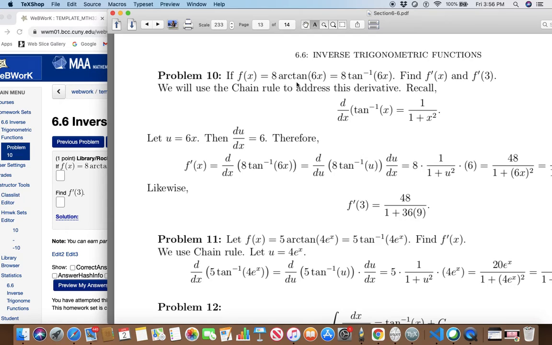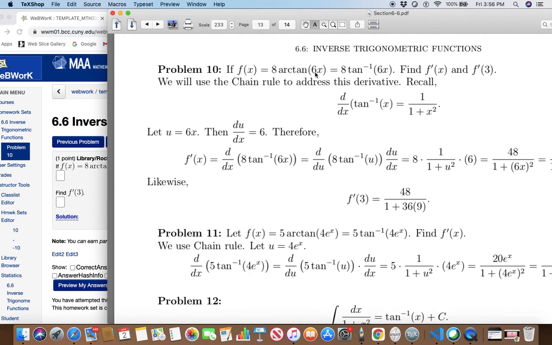Okay. We are going to use chain rule here. Tan inverse, its derivative is 1 by 1 plus x squared. So all I need to do is substitute. Use u equals 6x. Then du/dx is 6. So the derivative is d by dx of 8 tan inverse 6x. This is with respect to u first, and now multiply by du/dx. So that fetches me 8 times 1 by 1 plus u squared. du/dx gets me a 6. So in all that's 48.